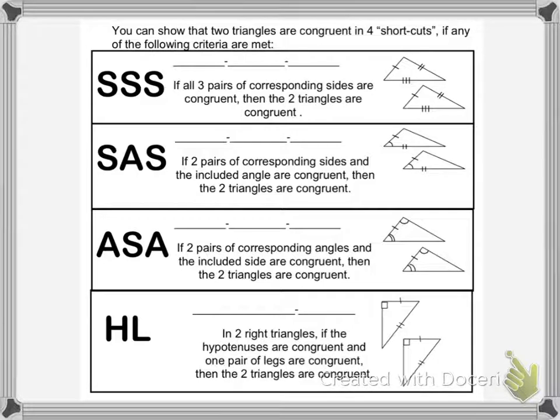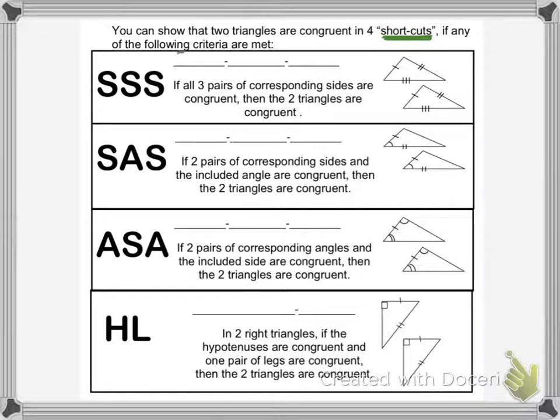Okay, so the SSS, SAS, ASA, and HL, these are basically shortcuts, okay? So rather than knowing all 6 pairs of both sides and angles on both triangles are congruent, we can just know about certain segments and angles on the triangles being congruent. And as long as just those certain ones are congruent, that actually is enough information for us to conclude that the two triangles are congruent. But it's only in certain situations. So these are the situations.